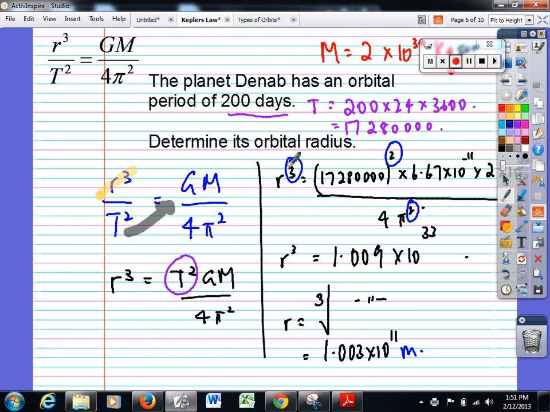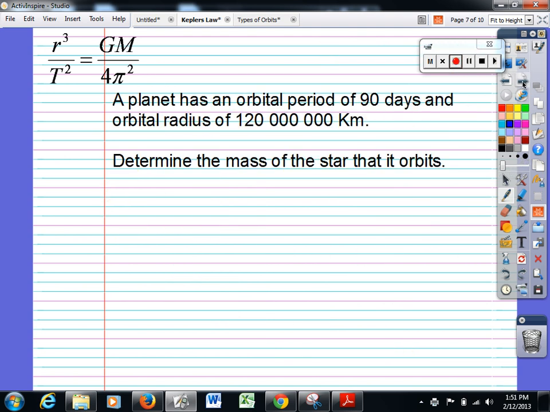Right, so let's move to another example. This one is determining the mass of the star. The three things that you need to be able to determine with this are R, T, and M. So this time it's the mass. A planet has an orbital period of 90 days, so there is the letter T. It has a mean orbital radius of R there, and we need to find the capital M.